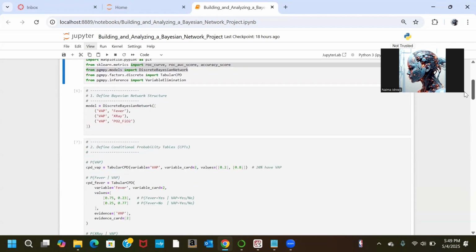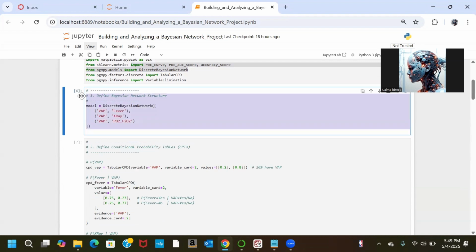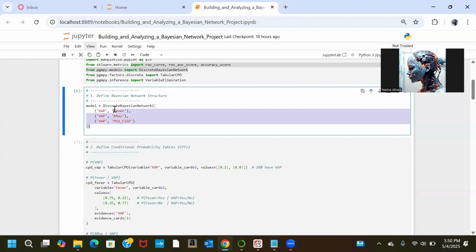Okay, here we have defined the graph structure of the Bayesian network. You can see here VAP, which is ventilator-associated pneumonia. This is the parent of fever, X-ray, and PO2, FiO2. So VAP influences the likelihood of these three symptoms.